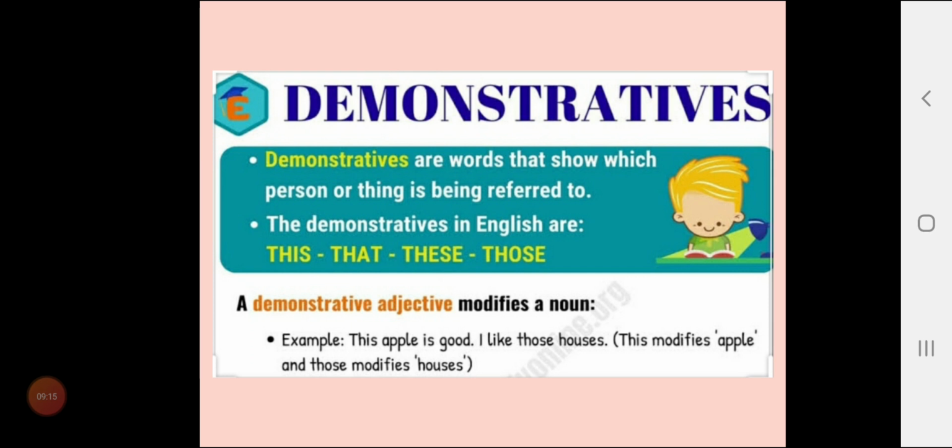This, that, these, those. This and that are used for singular things. These and those are used for plural things. This and these are used for nearby objects. That and those are used for far away objects. The demonstrative adjective modifies a noun. Example: this apple is good, I like those houses.